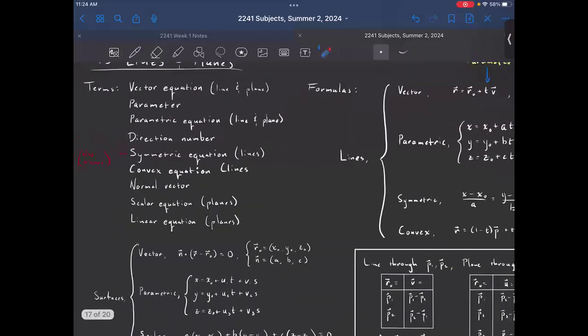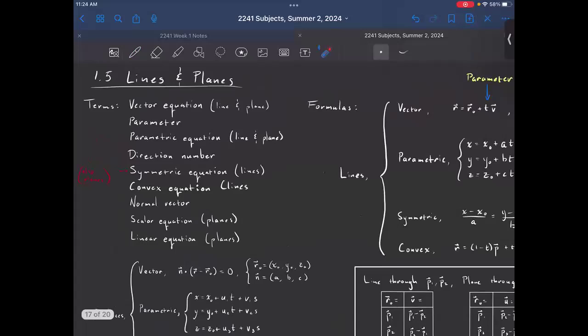All right, so our terms here are lots of equations. We have vector equations for lines and planes. We're going to learn what a parameter is. We have parametric equations for lines and planes. We'll learn what direction numbers are. We'll also learn what a symmetric equation is for a line and a convex equation for a line.